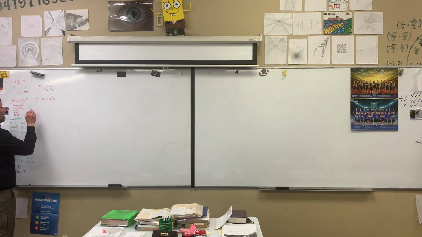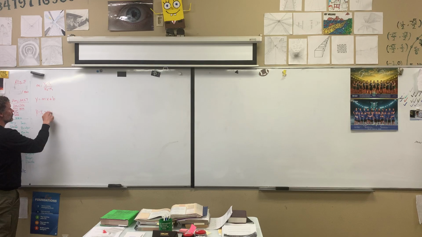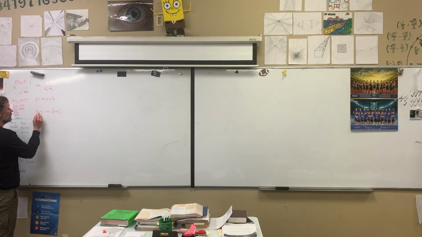And then there is another one, which would be y minus y1 equals m times x minus x1. That's point slope form. That can be useful for writing the equations of lines.